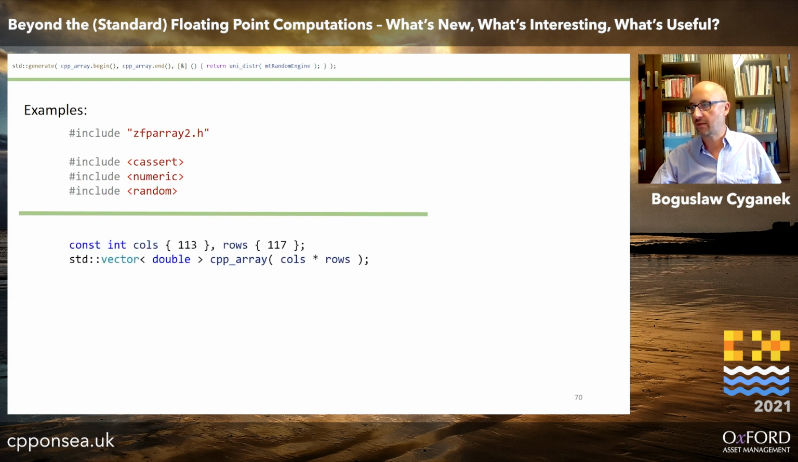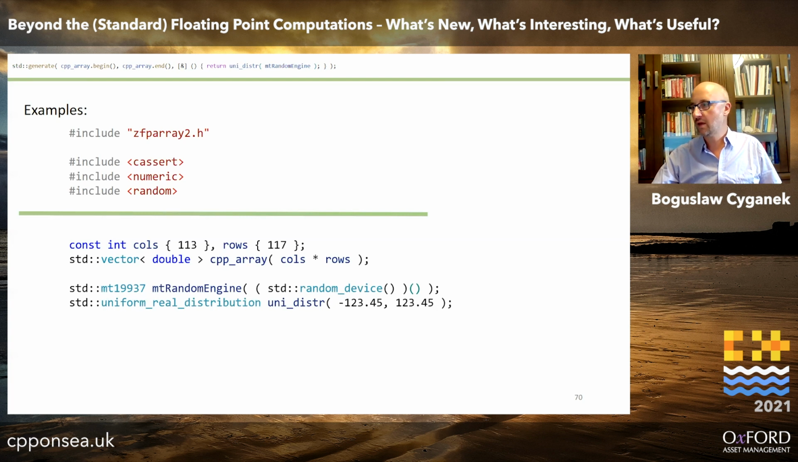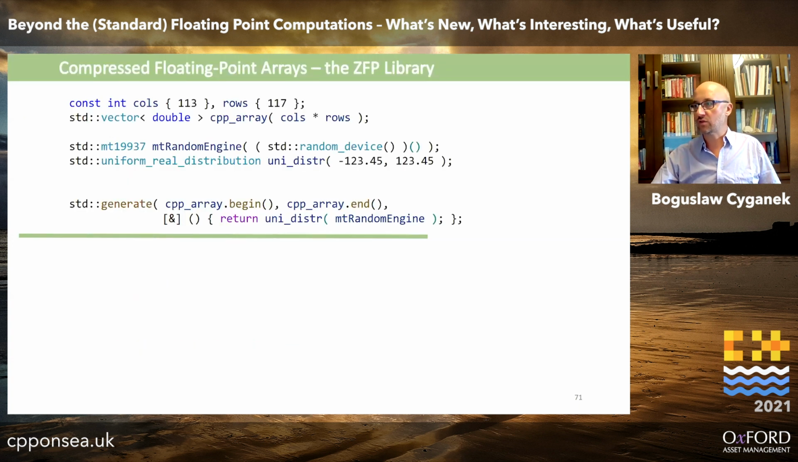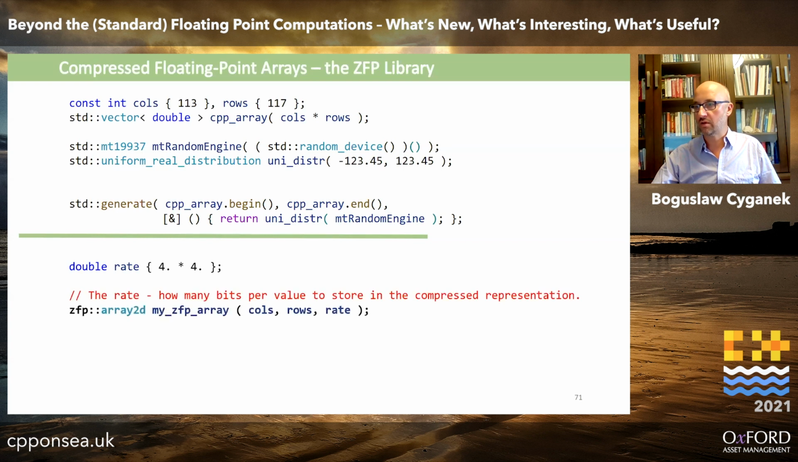And let's make one std vector array at the beginning, just to compare, not yet compressed. Let's make a random engine and real distribution from -123 to +123 dynamics, and populate this CPP array with random values here. Okay, this is the code, and the code for using ZFP is like this.